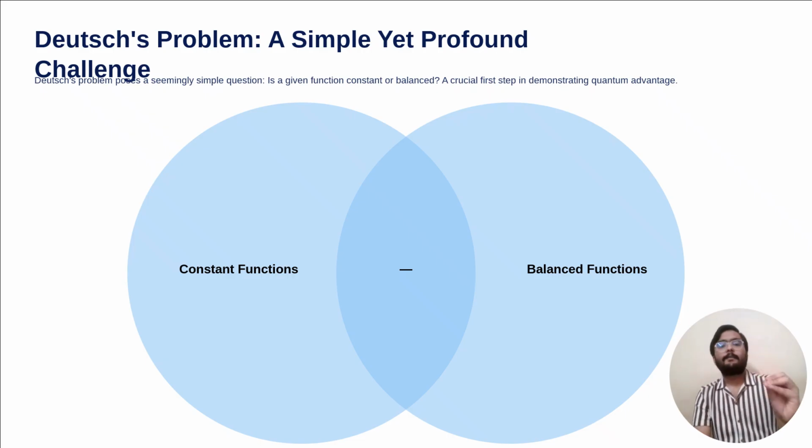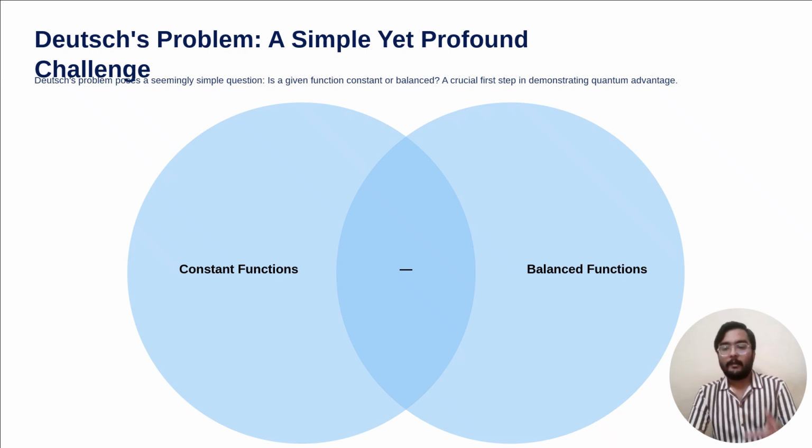A simple yet profound challenge. The problem itself looks very small and simple. We are given a black box function f that takes one bit as input and gives one bit as output. So the input can only be 0 or 1 and the output is also 0 or 1. There are only four possible functions of this type.